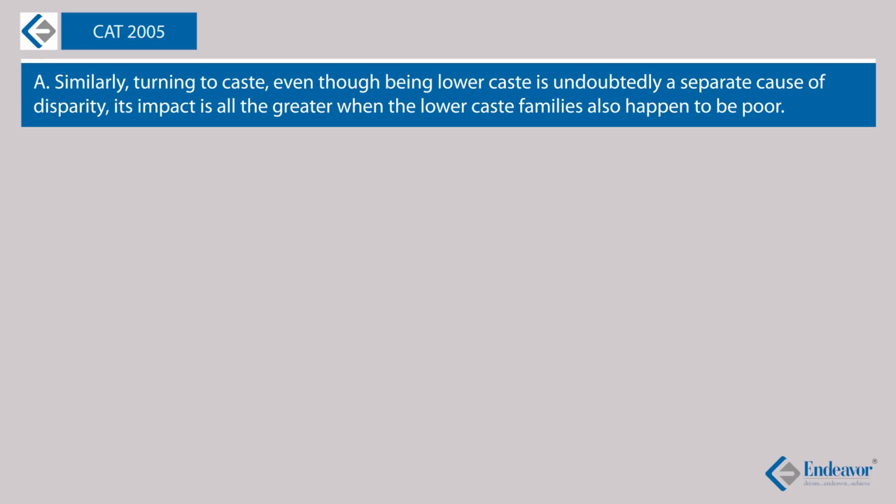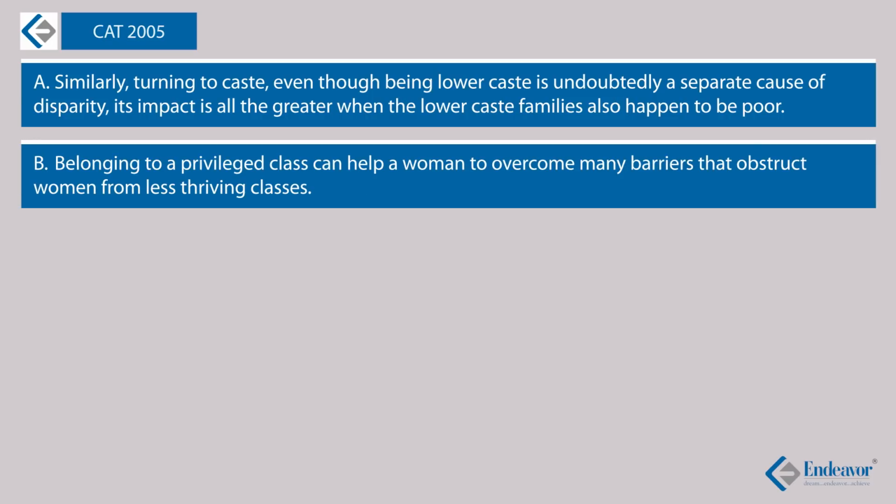Sentence A. Similarly, turning to caste, even though being lower caste is undoubtedly a separate cause of disparity. Its impact is all the greater when the lower caste families also happen to be poor. Sentence B. Belonging to a privileged class can help a woman to overcome many barriers that obstruct women from less thriving classes.